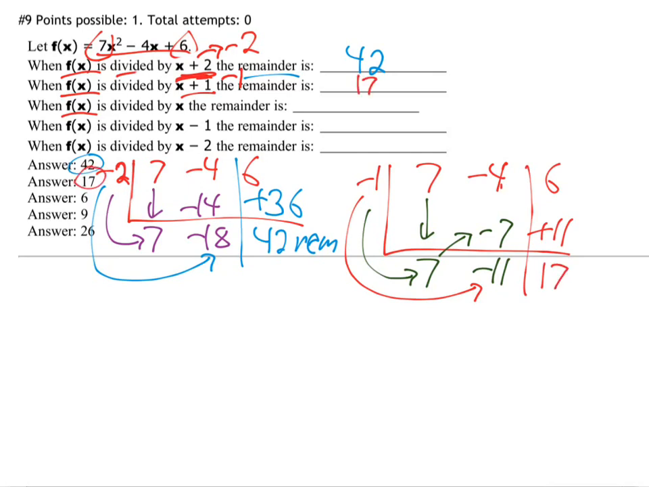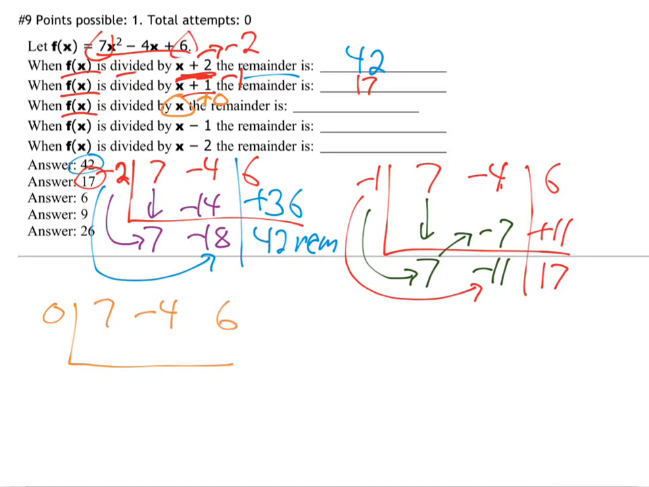How do you do that third one? We're dividing by x. So what? There's no number next to x. So what number is really next to x? Plus 0. Just put a 0 out there. Plus 0, minus 0, whatever. Makes no difference. It's just 0.